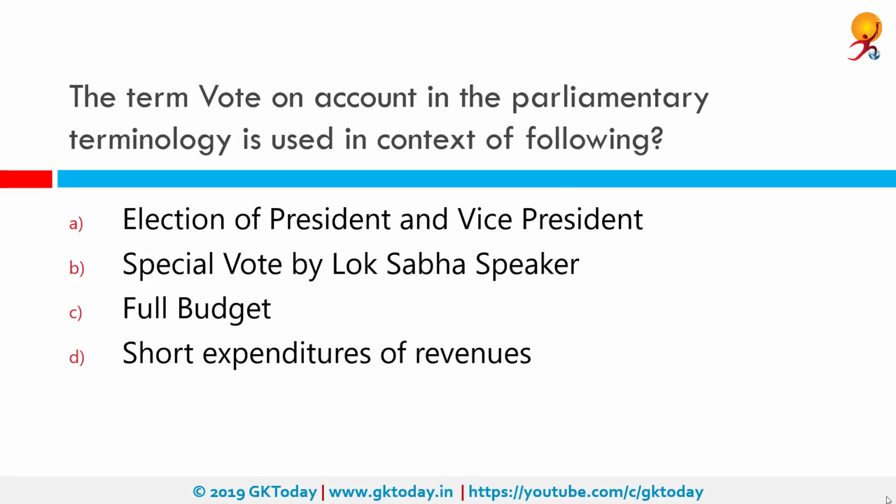The term vote on account in the parliamentary terminology is used in context of the following. It's used for short expenditures of revenues. Usually an outgoing government presents only an interim budget or seeks a vote on account because the government cannot plan for the whole year because the elections usually happen in May, June time in our country. This time it happened in April, May. So the budget is presented in February for the upcoming year, April to next year, March. So they cannot vote on everything, right? If they don't come back to power, their policies won't be implemented, which is why they only use it for short-term expenditures or revenues, which have to be followed through.